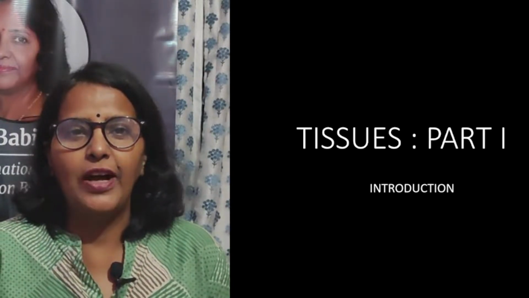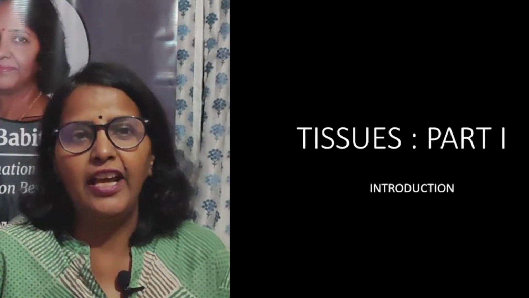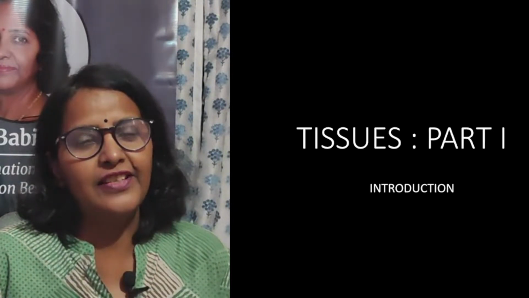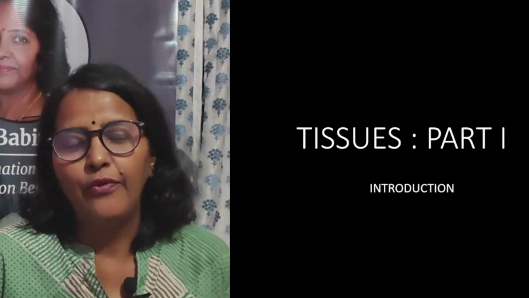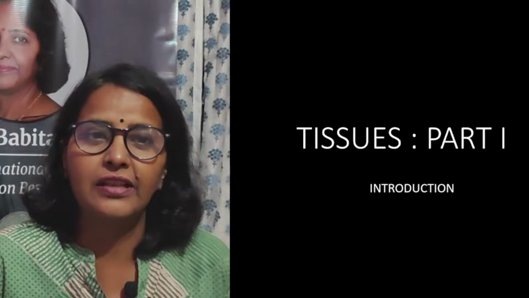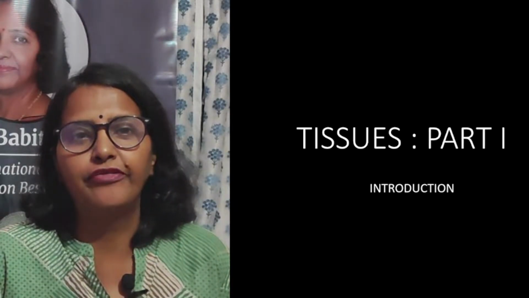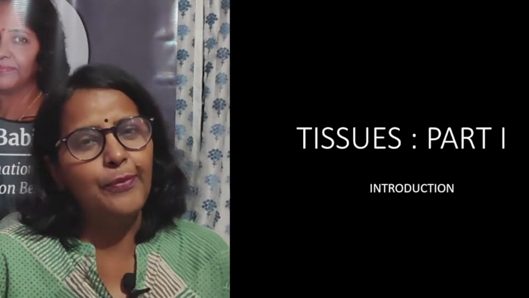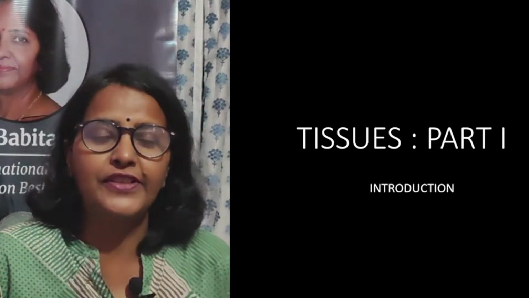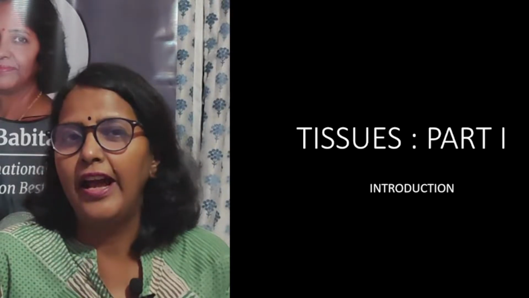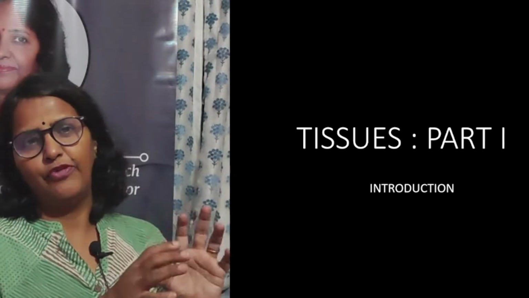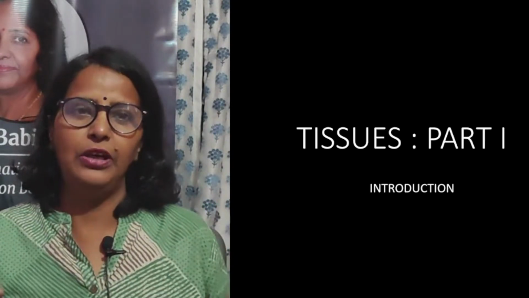Good morning everyone. Today we will begin a new chapter for class 9, that is tissues. In the last chapter we studied about cells, which is the fundamental unit of life. Every organism on this earth is made up of cells. There are two types of organisms based on the number of cells present in them, unicellular and multicellular. In unicellular organisms, every function is performed inside the same cell because they have only one cell.